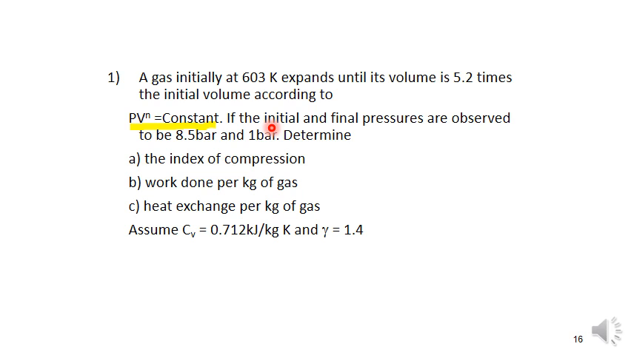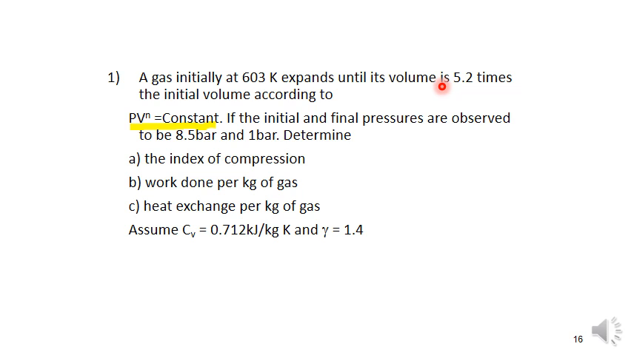Here they asked to calculate the index of compression, which means you have to write the formula of n, the work done W formula, and the heat exchange formula Q. So the gas initially at 603 Kelvin temperature T expands until its volume is 5.2 times the initial volume. So V2 is equal to 5.2 V1.